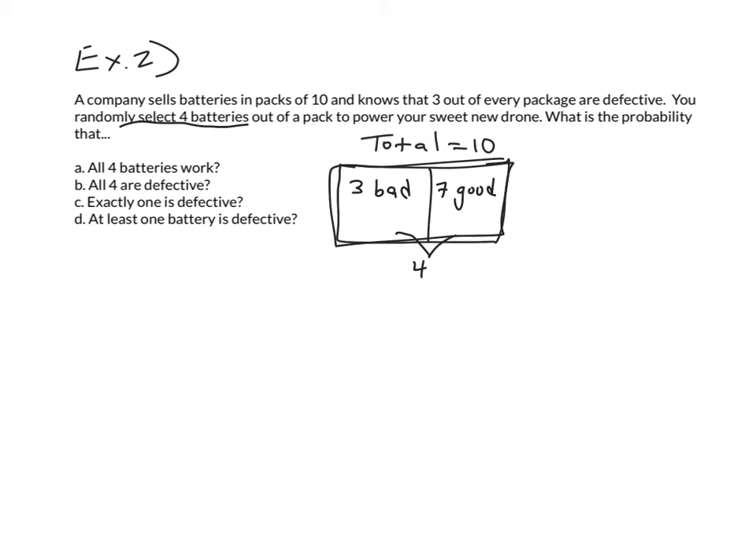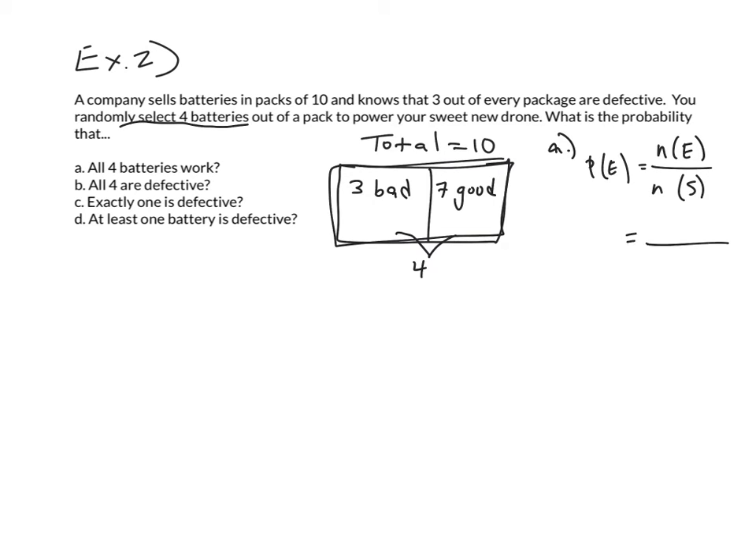And what is the probability that, in part A, all 4 batteries work? All 4 batteries work. Well, let's think about that in terms of a probability of an event. Probability of this event is the number of ways the event can occur, the number of ways that we can get 4 good batteries, out of the number in the sample space, the total number of ways to pick 4 batteries.